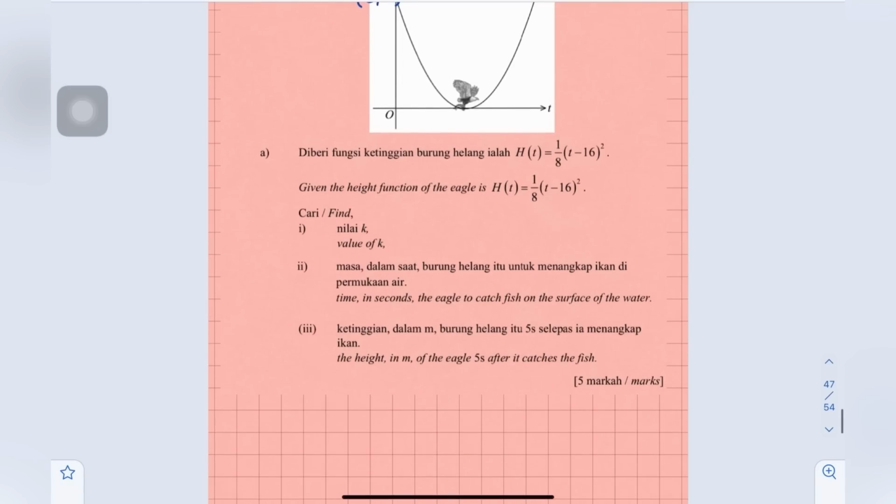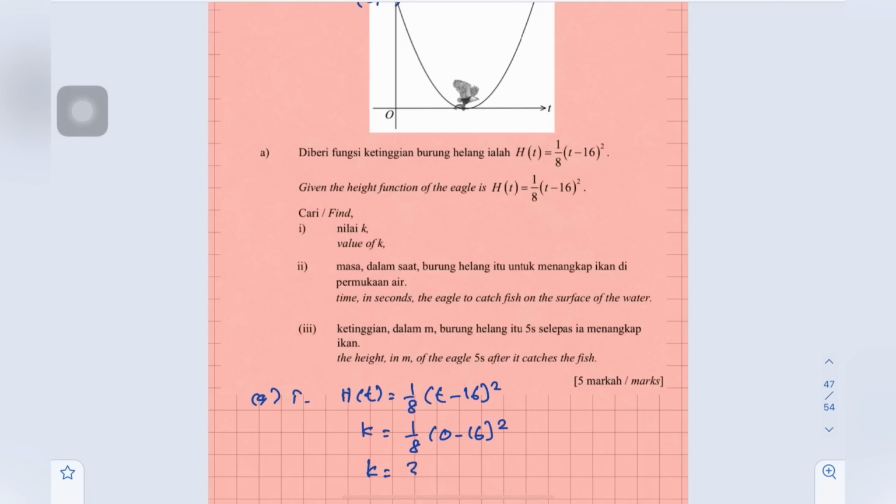Okay, so then A, part 1, h(t) equals 1 over 8 (t minus 16) squared. So h(t) is k, 1 over 8, t is 0, minus 16 squared. So k equals 32. Part 2, find the time in seconds for the eagle to catch the fish on the surface of the water. Okay, the surface is here. So at this time h(t) is 0.